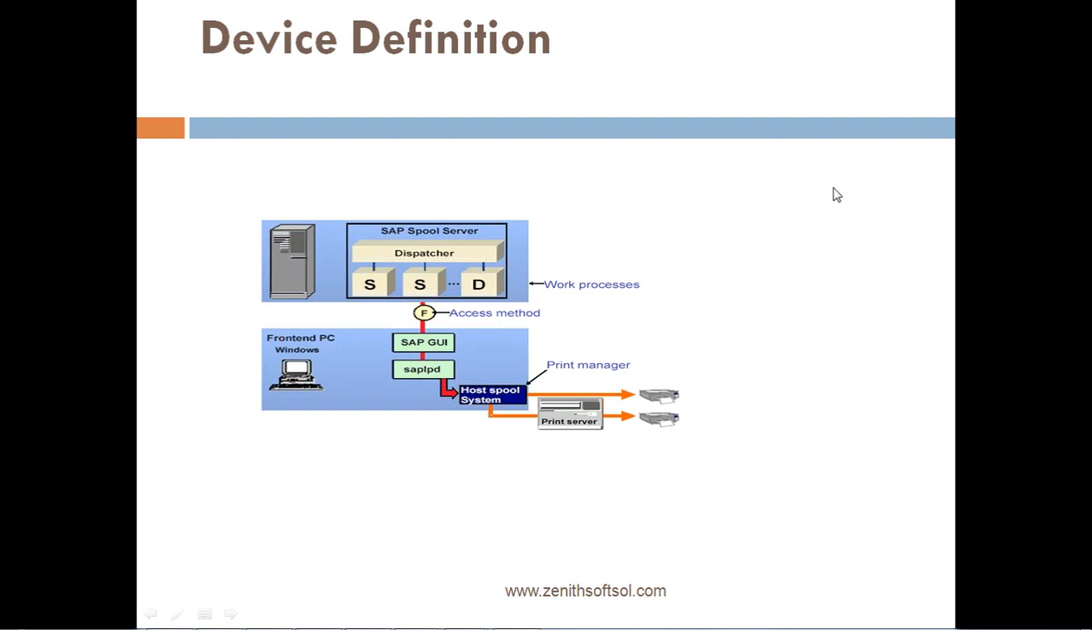First, as I said, whenever you define an output device in an SAP system, you must first specify the type of connection with which the output device is to be addressed. There might be several printers, HP printer or Epson printer or several other different printers, right? So you need to specify which type of connection is suitable for that output device. This type of connection is called the access method.